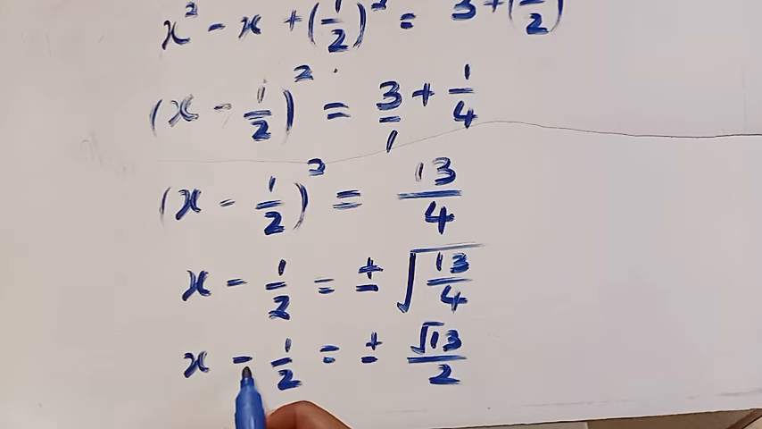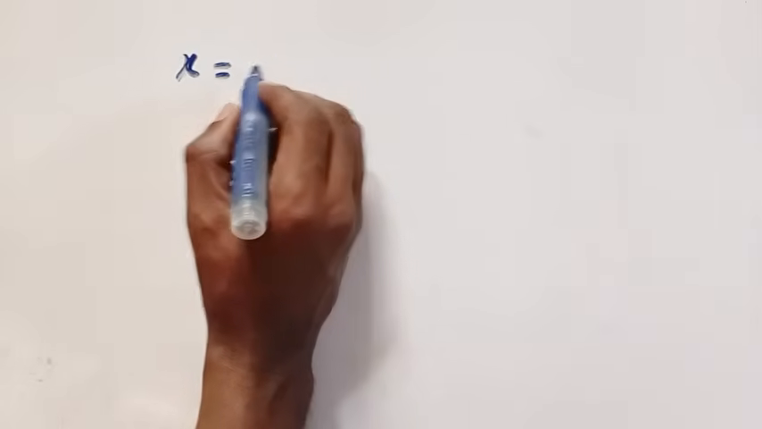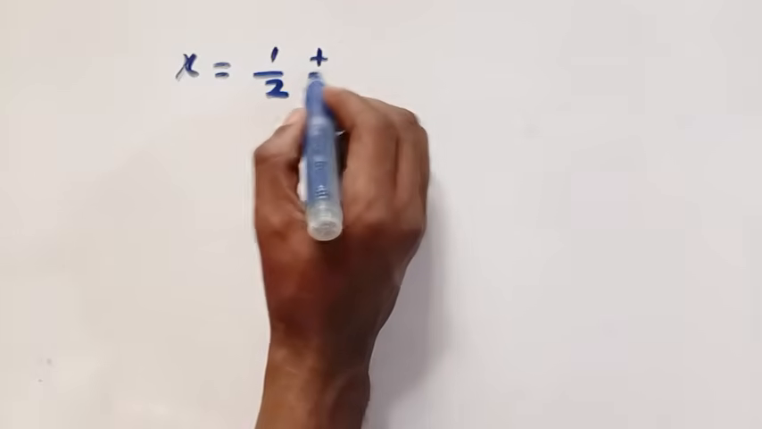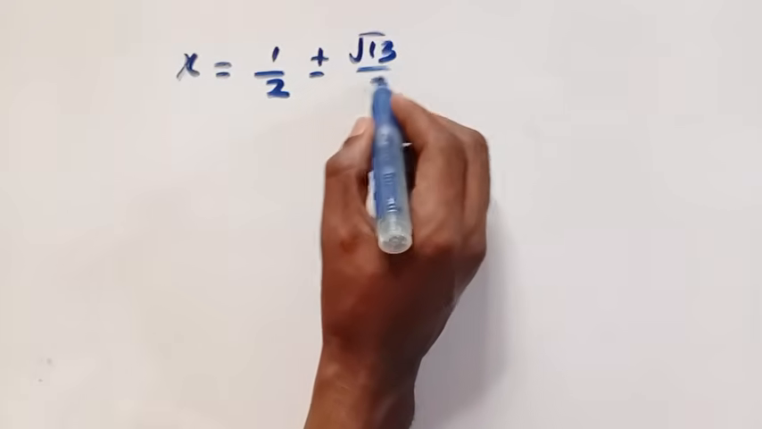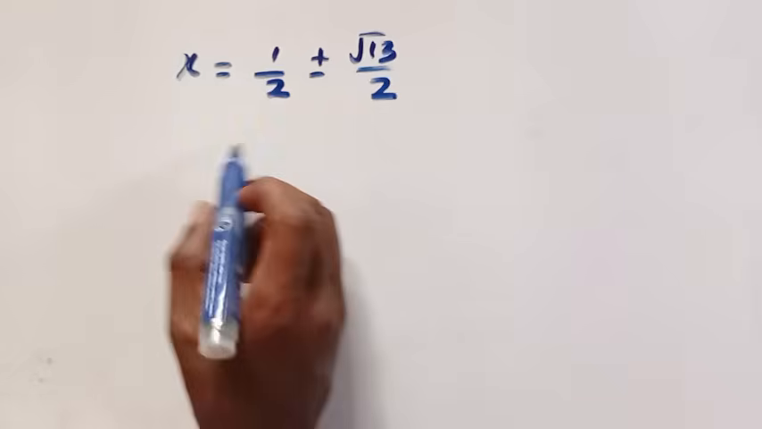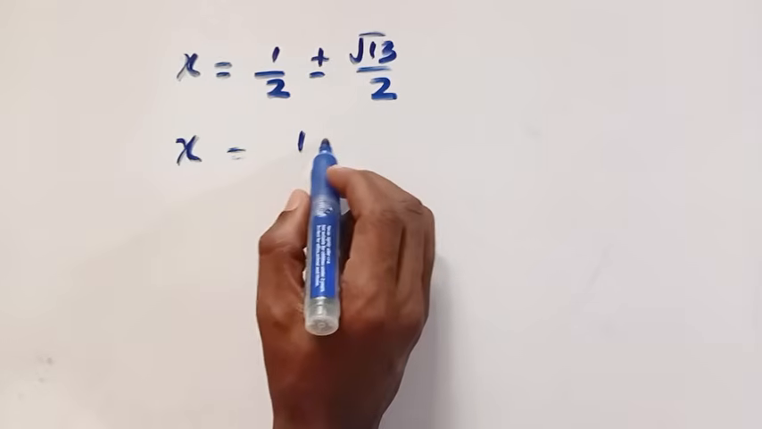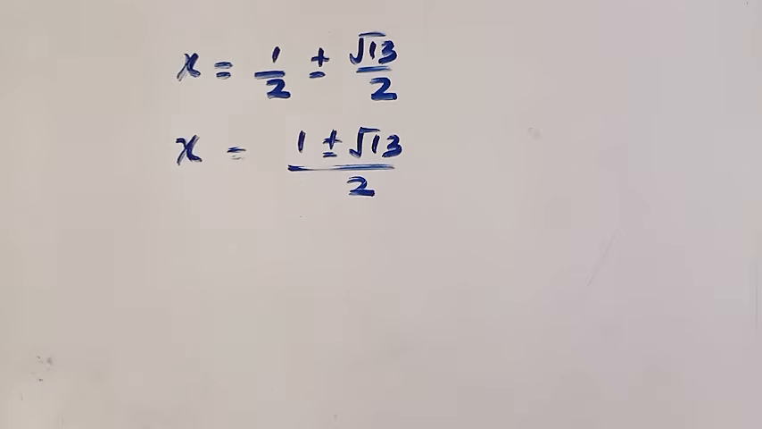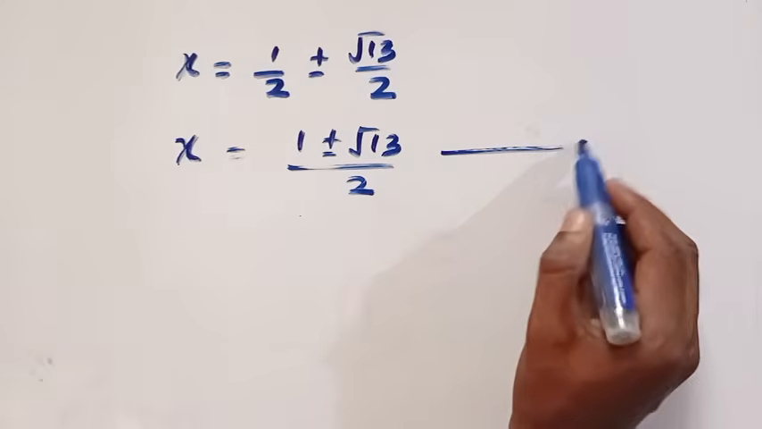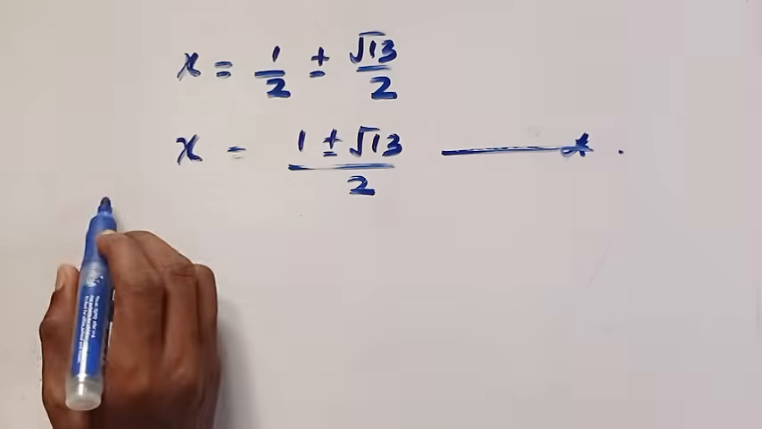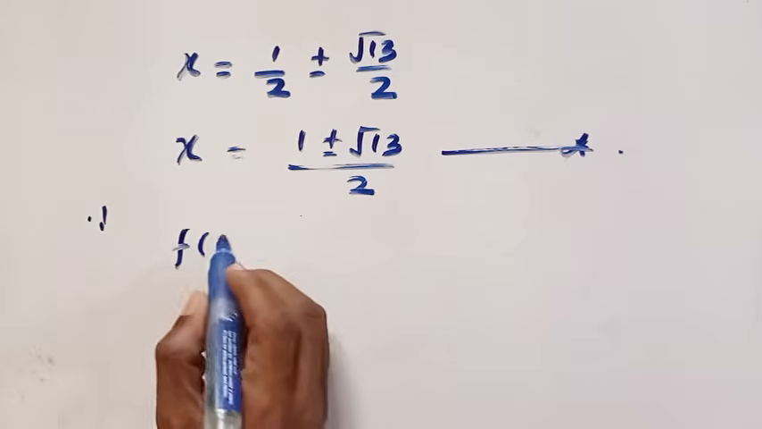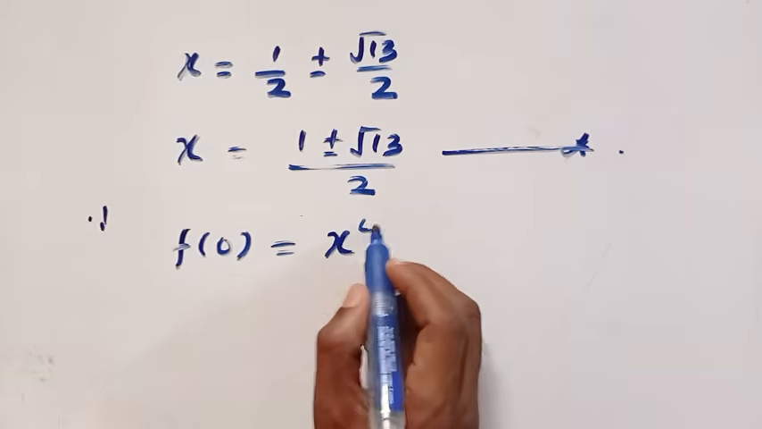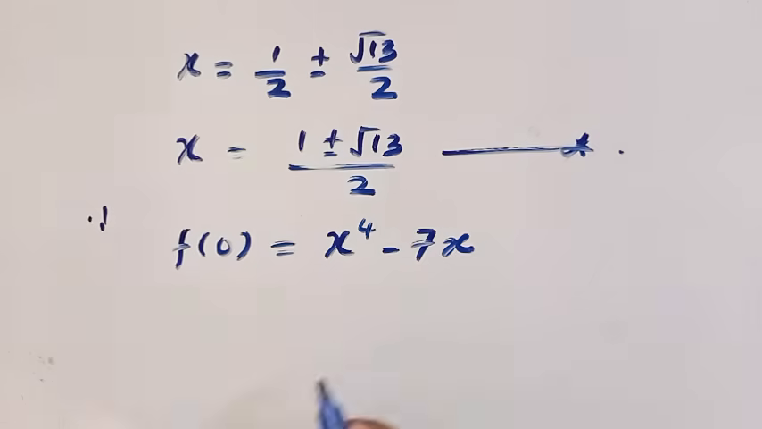The next thing is we transfer this minus 1 over 2 to the other side. Then we have x equals 1 over 2 plus or minus square root of 13 divided by 2. Finding the LCM again, we have x equals 1 plus or minus square root of 13 divided by 2. This is the value of x. Since this is the value of x, the next thing is, if you recall, we have f of 0 equals x to the power of 4 minus 7x.